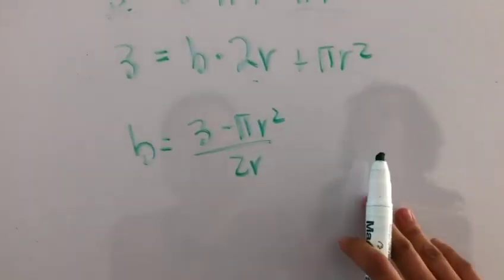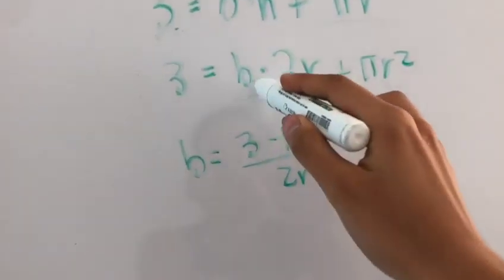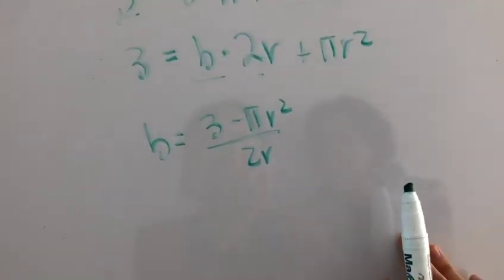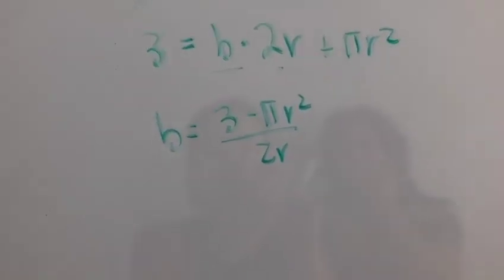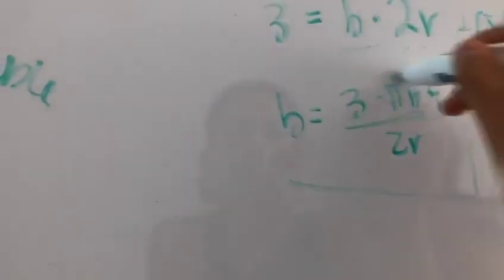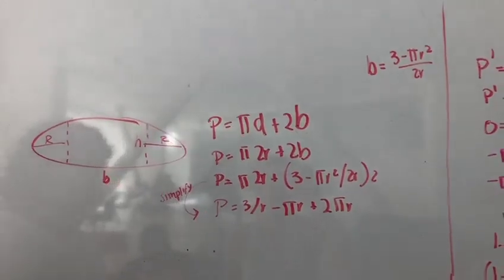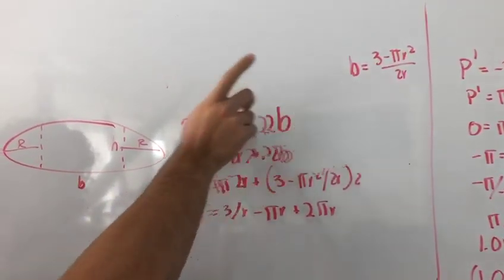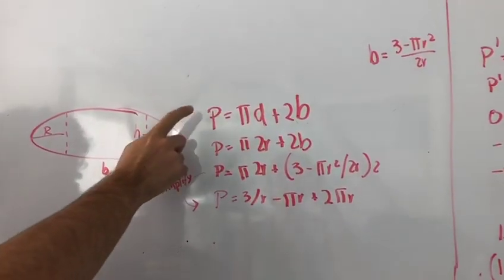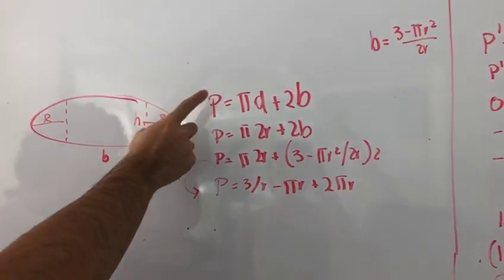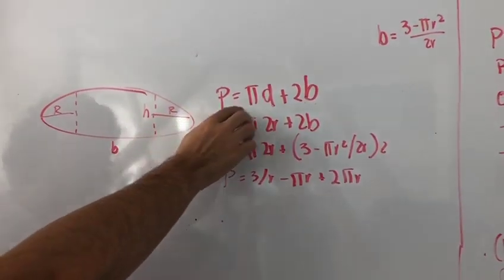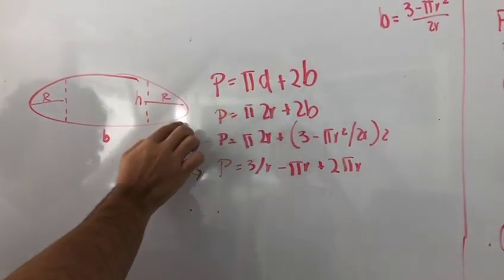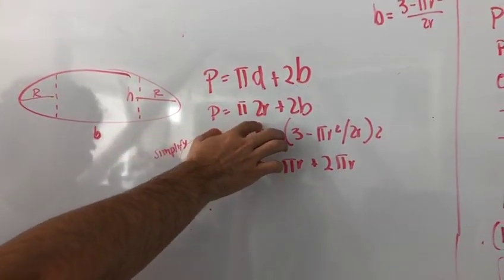And after that, we get the value of b. So b is equal to 3 minus pi times radius squared over 2, all over 2r. And we're going to use this value later. So the first thing you need to do is to isolate b, so you can substitute it afterwards in the P equation. So you have the P equation that is pi times d plus 2b. So d can also be expressed as 2 times the radius.